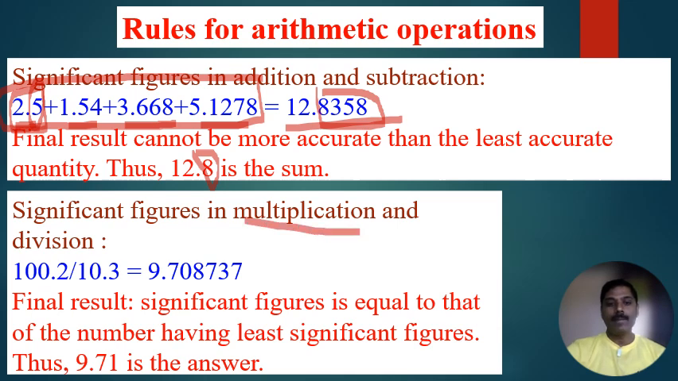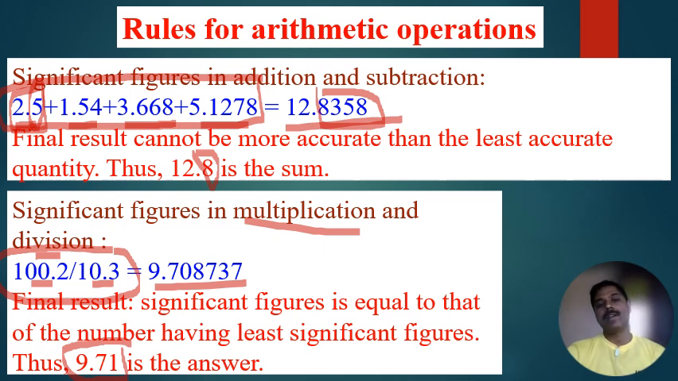Whereas in the case of multiplication and division, if you divide a number by another number, you will get an answer having a number of significant figures, but the final answer must have total 3 significant figures only, because out of the values that you have taken for calculation, the number 10.3 is having the least significant digits. So the final answer must also have the number of significant figures equal to the number having the least significant digits.